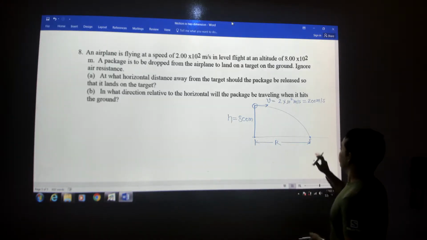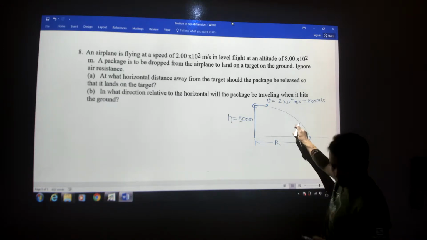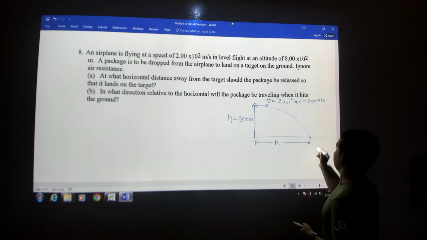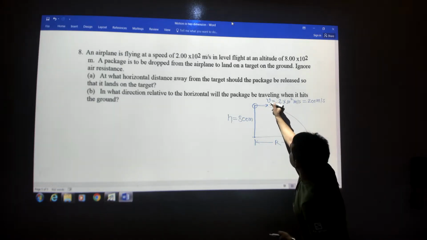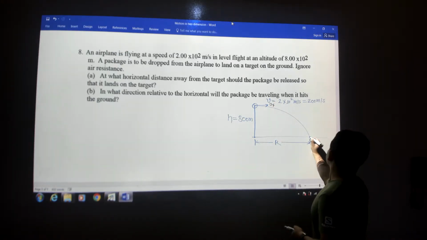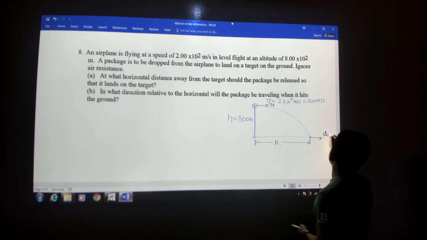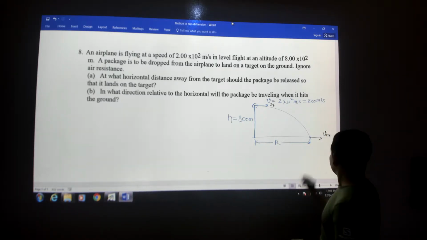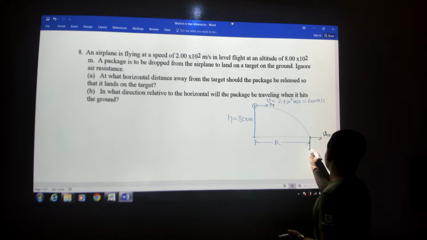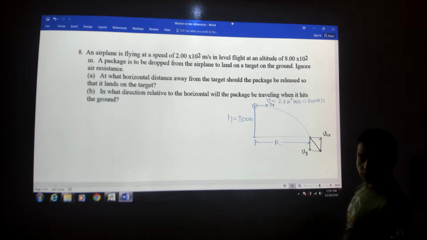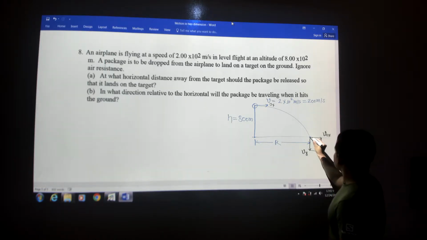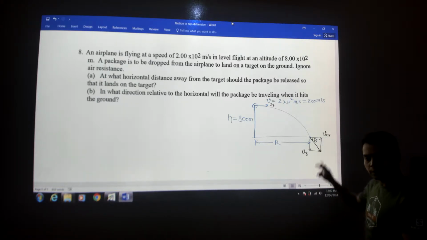So just think about here. At all points the horizontal velocity remains the same. We call this the horizontal velocity v0x, which is always the same. And then you also have the vertical velocity, which we call vy. The total velocity is the vector sum of these two vectors, and it hits the ground at this angle theta. So you have to find the angle theta.